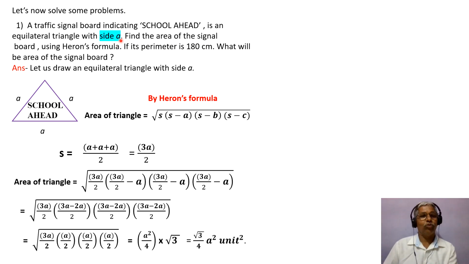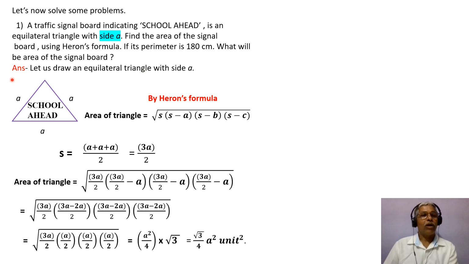We have to consider this side A, and find the area by Heron's formula. And the second part of this is, if its perimeter is 180 centimeters, then what will be the area of the signboard? So there are actually two parts in this. So read all these problems very carefully. Try to understand this. These are actually very simple.